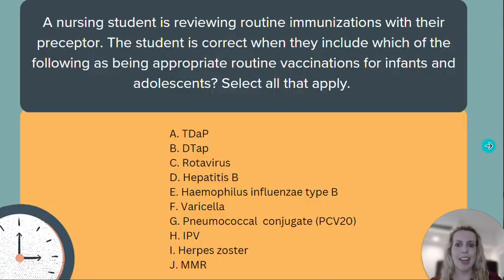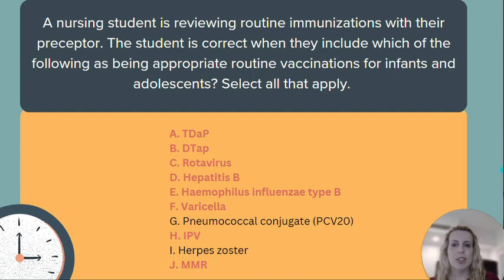Let's take a look at that. A nursing student is reviewing routine immunizations with their preceptor. The student is correct when they include which of the following as being appropriate routine vaccinations for infants and adolescents? Select all that apply. I'll give you a second to look over this, and feel free to pause the video if you need to before I reveal the answer.